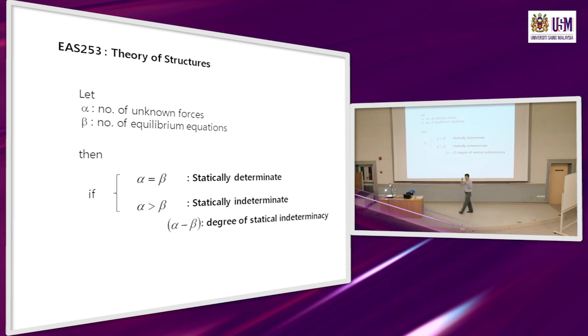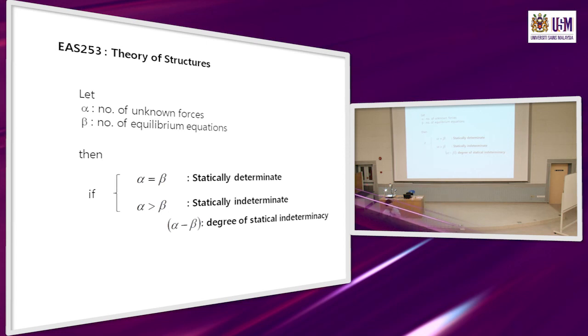So this is using equations to represent how you check and determine. You have to find out what alpha is: alpha equal to 3, alpha equal to 4, alpha equal to 5, how many of them? And how many equilibrium equations do you have, and compare them. If this is equal to this, the conclusion is statically determinate. If this is more than this, statically indeterminate. We are using alpha and beta, but you can also use other symbols, omega or gamma, if you want.